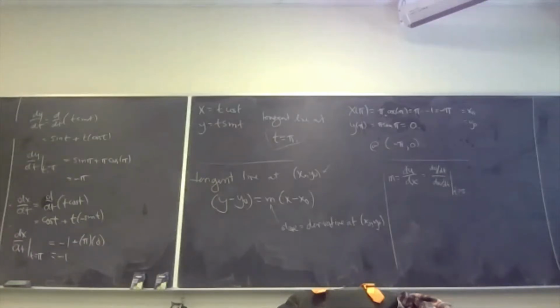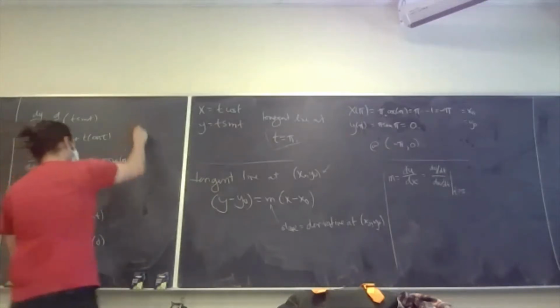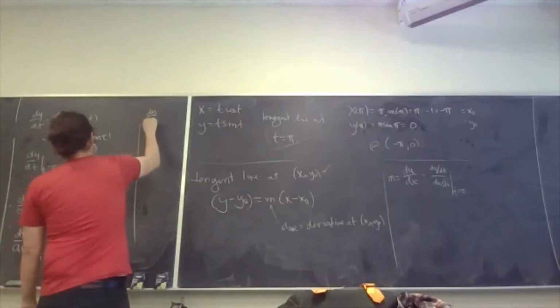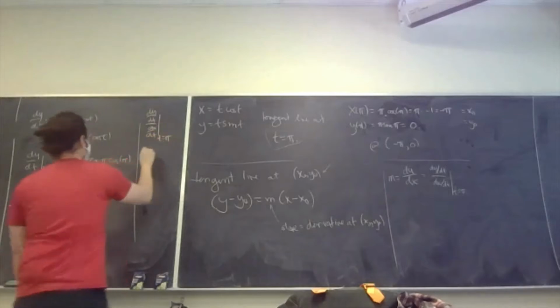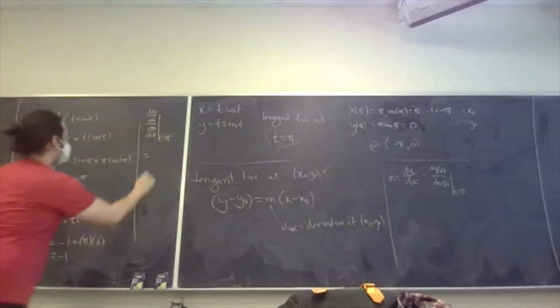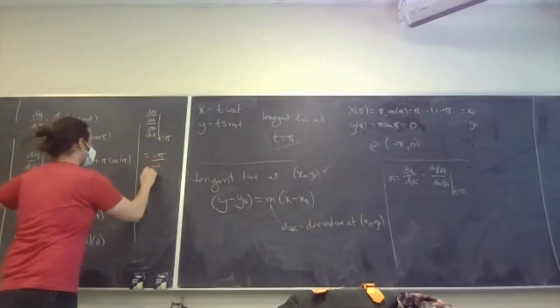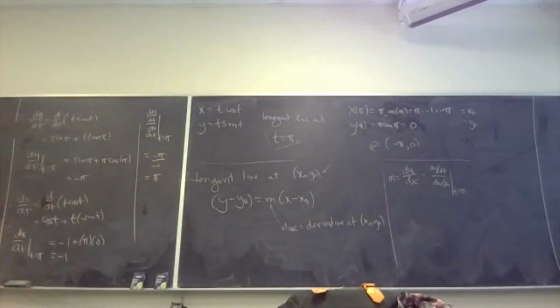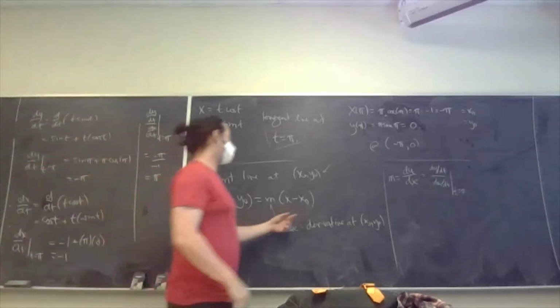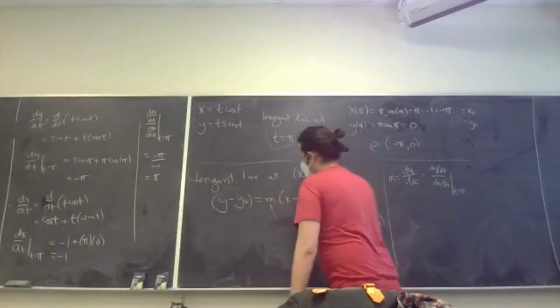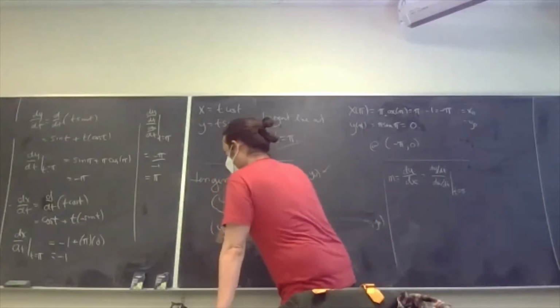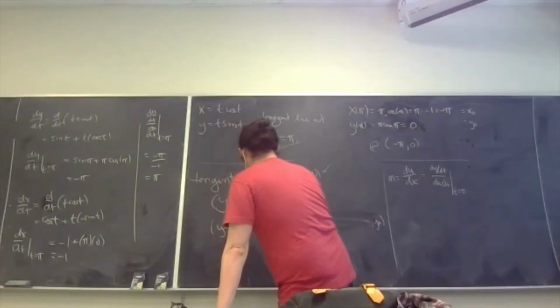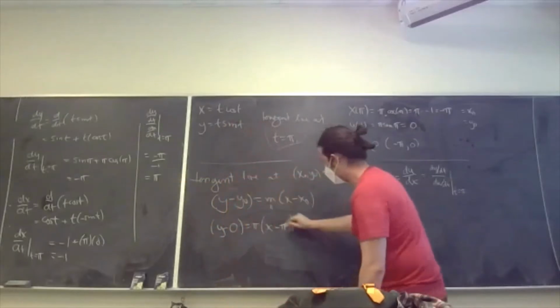So if I wanted the slope, I just take the fraction of those. That means dy/dt over dx/dt evaluated at t equals pi is just minus pi over -1. I got all the pieces. I know y naught, I know x naught, I know m. And so the line I'm looking for is y minus 0 is equal to pi times x minus pi plus pi.